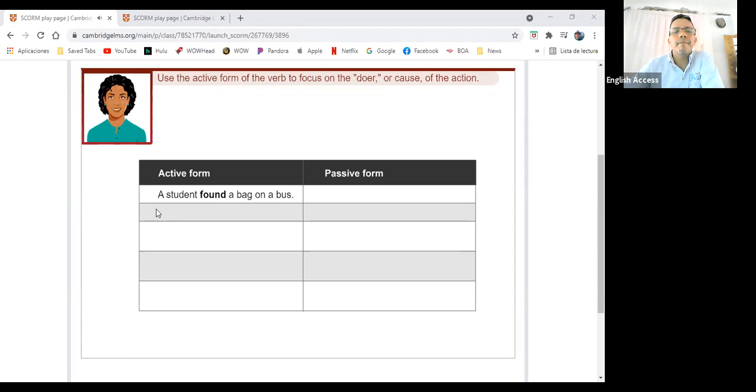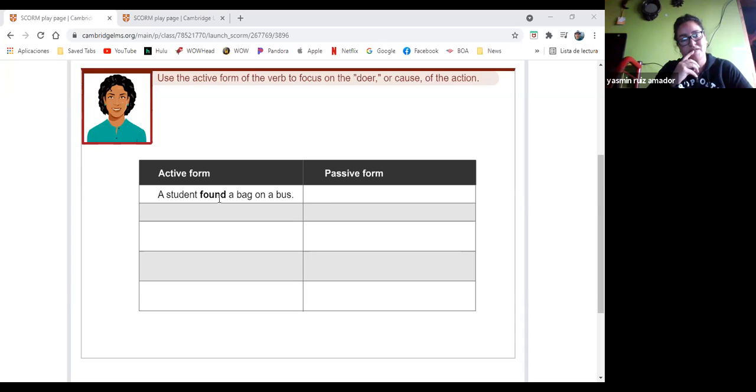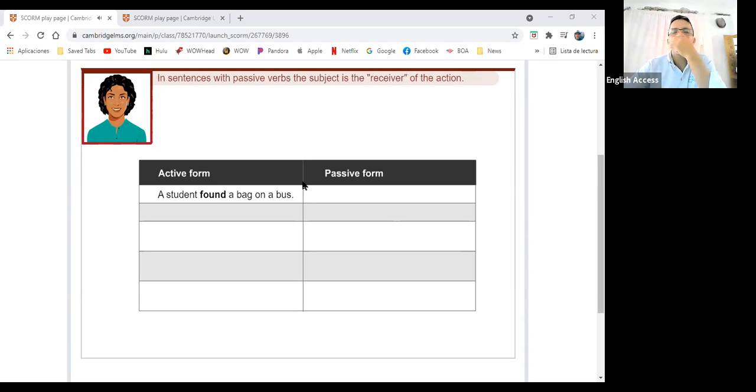Active form, normal form. In sentences with passive verbs, the subject is the receiver of the action. In this case, a student is the doer. Use passive verbs to focus on the receiver or when the doer or cause is not known or not important. The receiver in this case, a bag, was found on the bus.